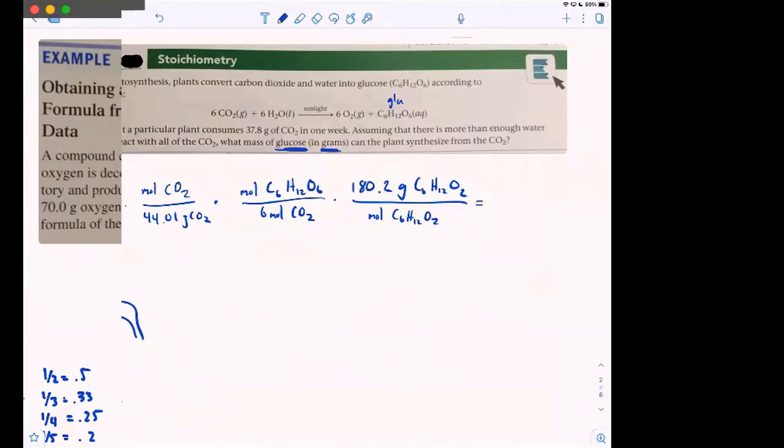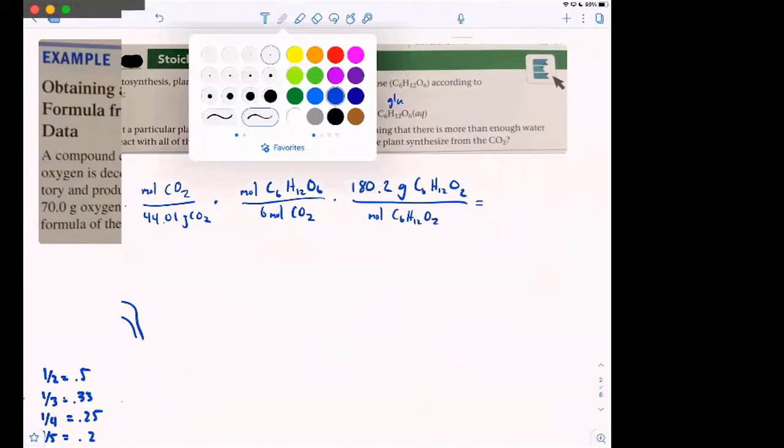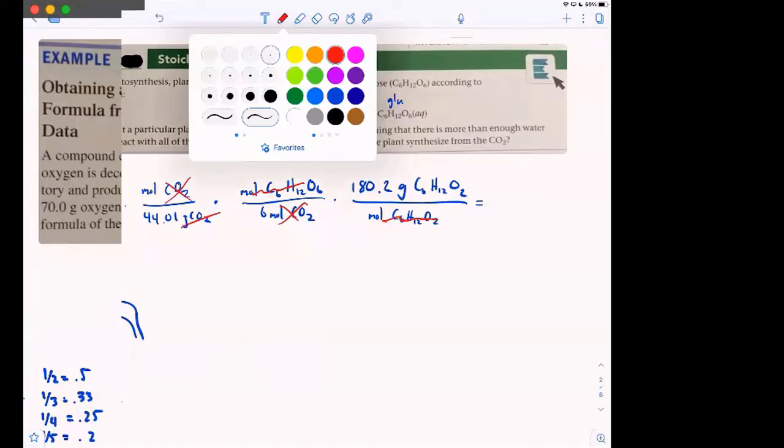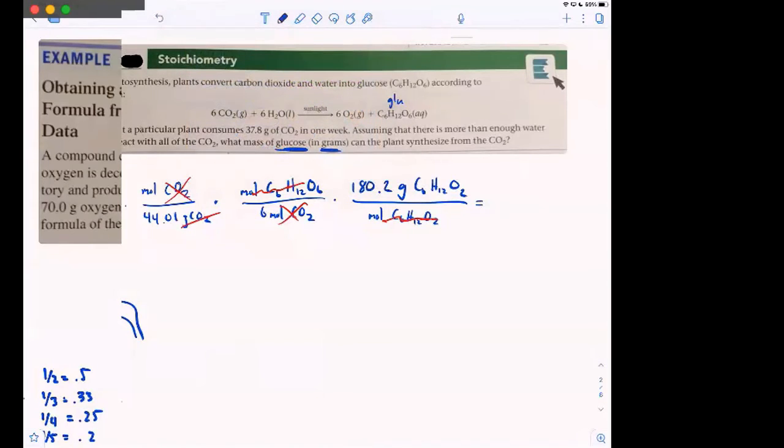So for this one, now dimensional analysis, check to see the units. So grams carbon dioxide cancels, moles cancels, these moles cancel, and we're left with the units that we want, which is grams of glucose. And then doing this, we calculate that this is 25.8 grams of glucose, C6H12O6. Okay.